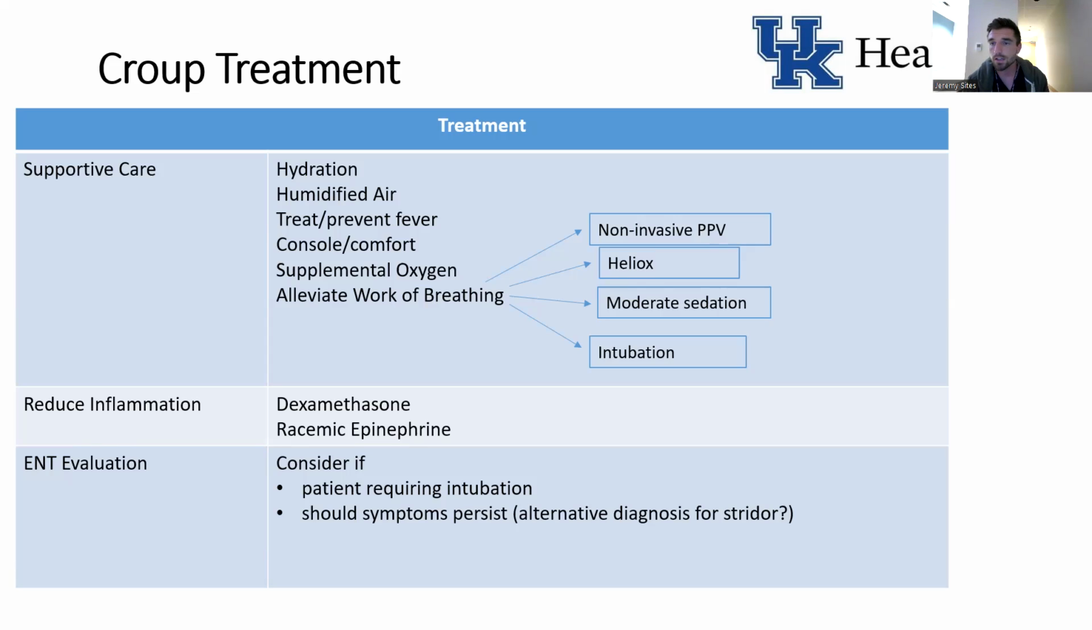Consider an ENT evaluation if the child is admitted, or if there are multiple presentations to the emergency room for stridor. Also consider if the patient requires intubation for the severity of this illness. It's worthwhile for an ENT to take a look at the airway and see if there isn't something else going on, some sort of airway anomaly that maybe croup has kind of set in and really made this airway anomaly truly present itself, or maybe croup was a misdiagnosis and there's actually something else going on that we need to know about and identify.